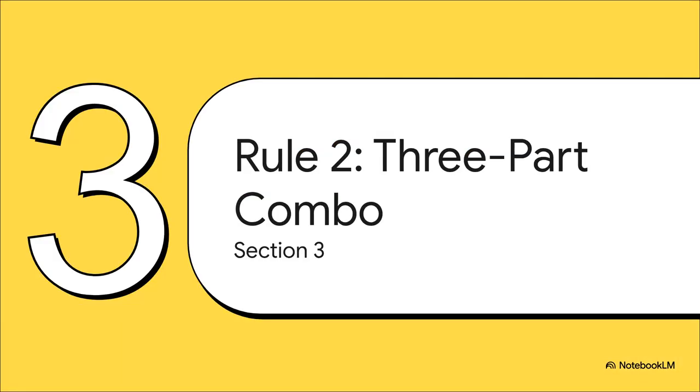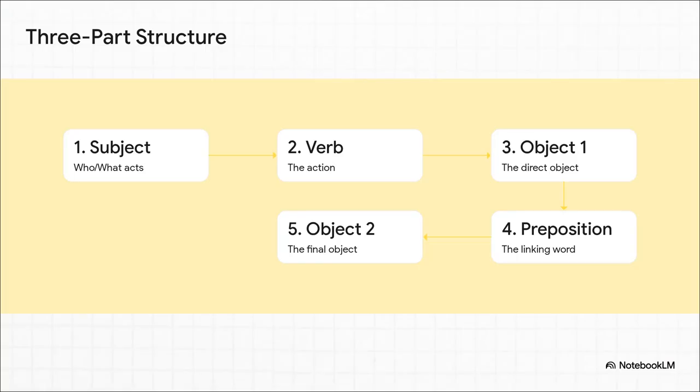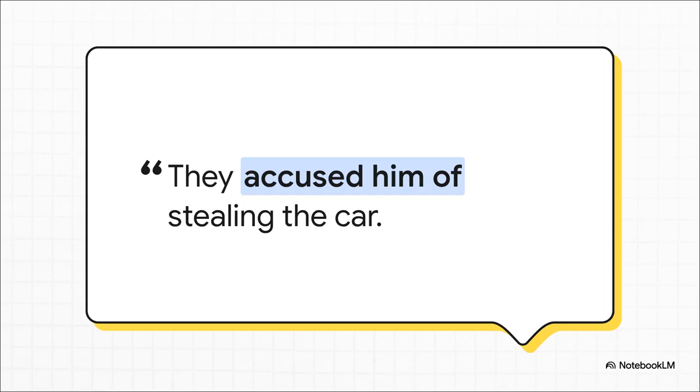All right, so you've totally mastered the first rule. Now let's add just a little bit more complexity with a three-part structure that's every bit as important. Now, with this type of verb, there's always an object that comes between the verb and its preposition. Think of it like a mandatory sandwich. You've got the verb, then the first object, then the preposition, and finally, a second object. Let's look at a real example here. The verb is accused. The first object, the person being accused, is him. Then comes our preposition, of, and that's followed by the second object, stealing the car. You see? You can't say they accused of him. The structure is totally fixed.